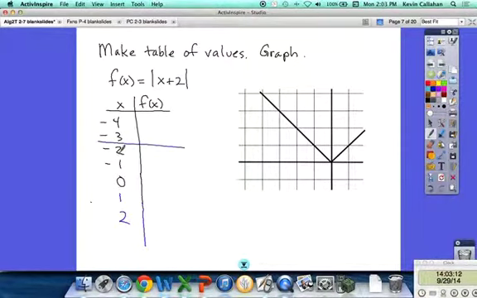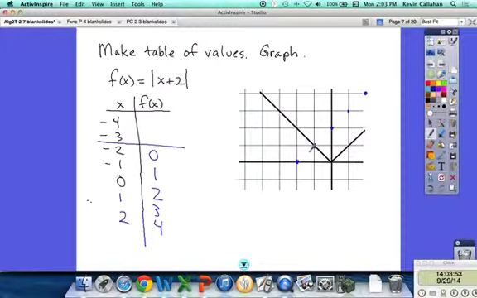Okay, plug in the negative 2. Negative 2 plus 2 is 0. Absolute value is 0. Negative 1 plus 2 is 1. Absolute value is 1. 0 plus 2 is 2. 1 plus 2 is 3. 2 plus 2 is 4. Okay, now I'm going to graph those 5. Watch this. So negative 2, 0. Negative 1, 1. 0, 2. 1, 3. 2, 4. See, it's these 5 dots right there. Do you see the V?